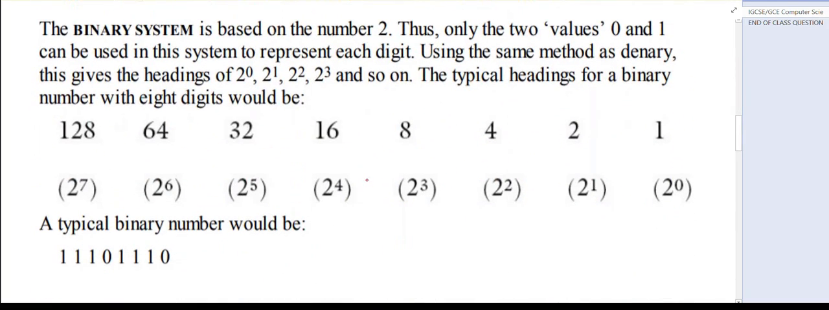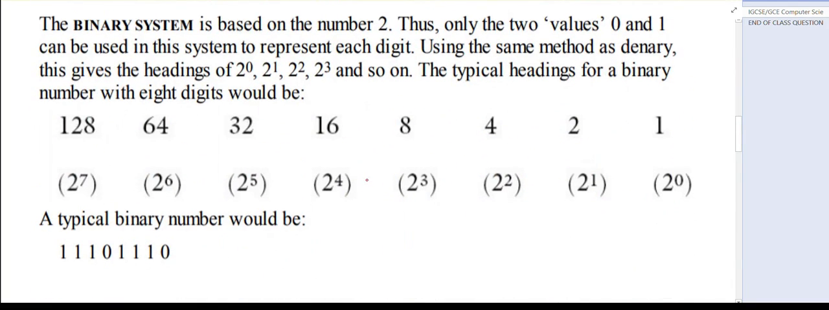The next is a description of the binary system. What is a binary system? The binary system is based on the number 2. This is very important, right? Thus, only the two values which we have studied already, 0 and 1, can be used in this system to represent each digit. Using the same method as denary, this gives the headings of 2 to the power 0, 2 to the power 1, 2 to the power 2, 2 to the power 3, and so on.